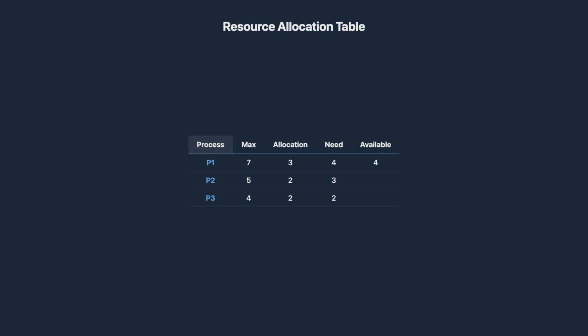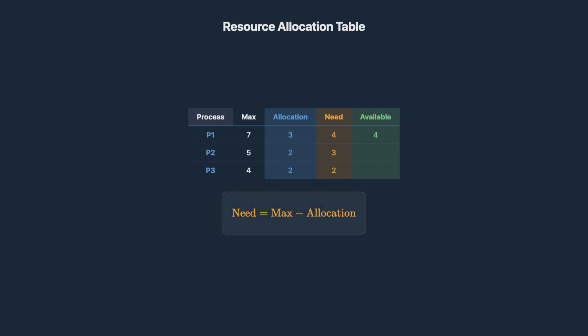The OS tracks 3 things: how many resources are currently available, how many each process currently holds, and how many more each process might still need. The need of a process equals its maximum minus its current allocation. When a process requests resources, the OS pretends to grant the request and checks: is the resulting state safe?